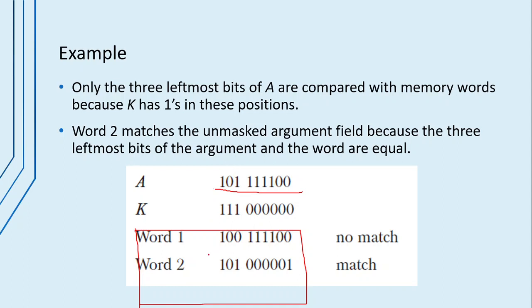See here, all these contents are the same, but 101 is matching here. So in the match register, you will get 1 for word 2 and 0 for word 1, because although the remaining bits are matched, the first 3 bits are not matched with A, the argument register. That's why you will get no match over here. Thus your associative memory works.